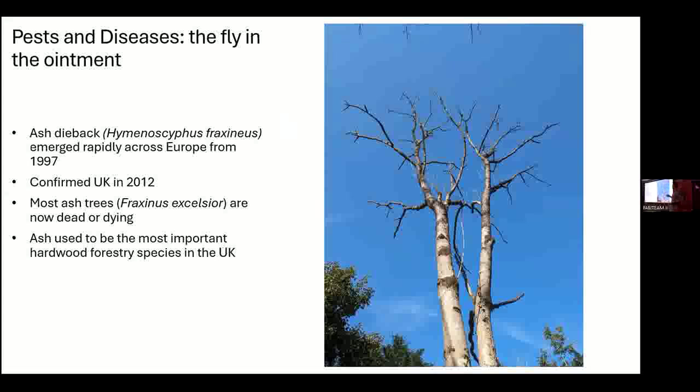Ash dieback caused by the fungus Hymenoscyphus fraxineus, first detected in Europe in around 1997, confirmed in the UK 2012, though they've probably had it a bit earlier, and it's killed more than half of the ash trees in the UK already, and it's probably going to kill the rest, pretty much. Ash used to be the most important hardwood forestry species in the UK, and if Add Trees had been run as a project in 2010, it would have been recommending that people plant ash, no doubt. But this came out of nowhere.